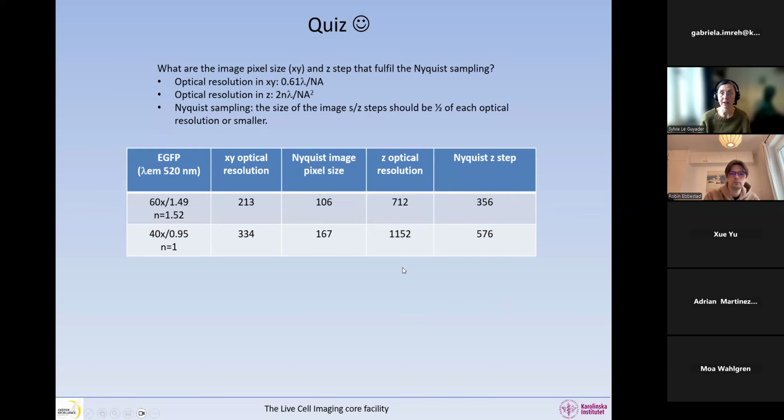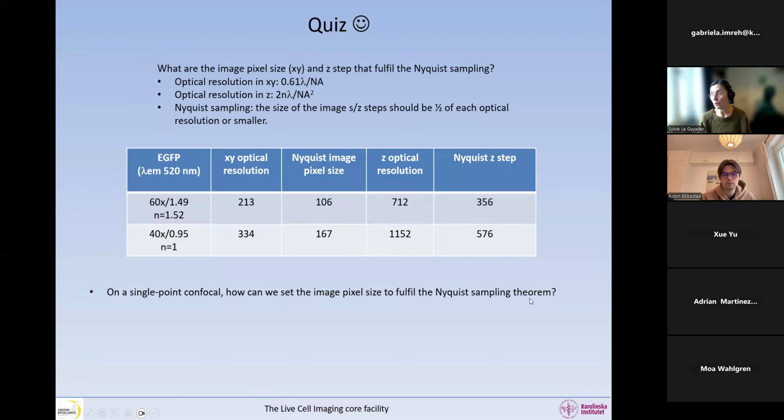It's the same thing. You see, it's very, very simple. We just want to make sure that the optical resolution is digitalized in the correct way, so we do not create artifacts, and we do not lose any resolution that the objective is giving us. So on a single point confocal, what do we do to fulfill the Nyquist theorem?